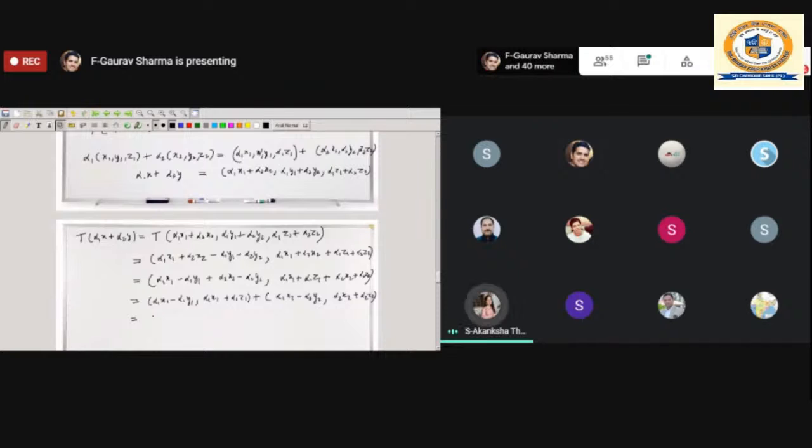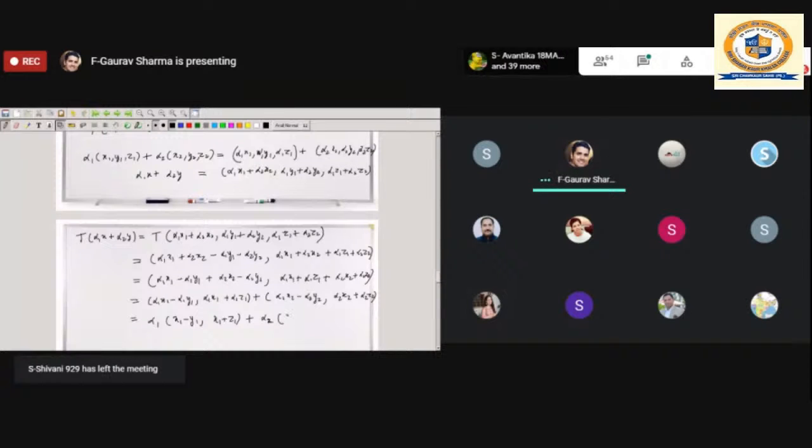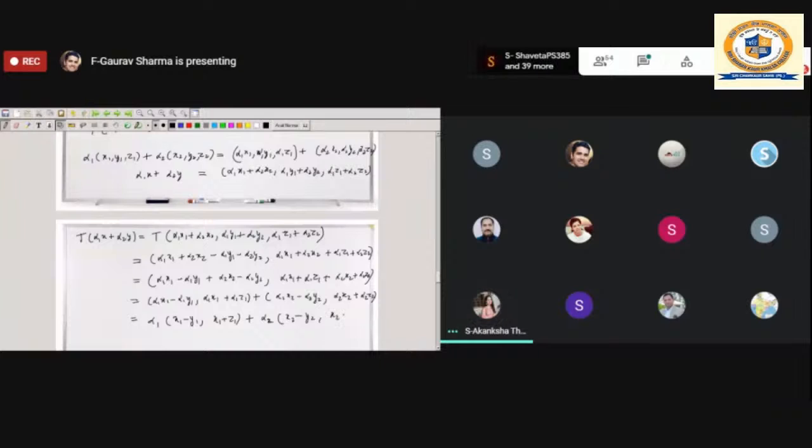Alpha 1 will be common out of the whole bracket. Taking alpha 1 outside the bracket, I will get x1 minus y1, x1 plus z1. Then alpha 2 will be common: x2 minus y2, comma, x2 plus z2.